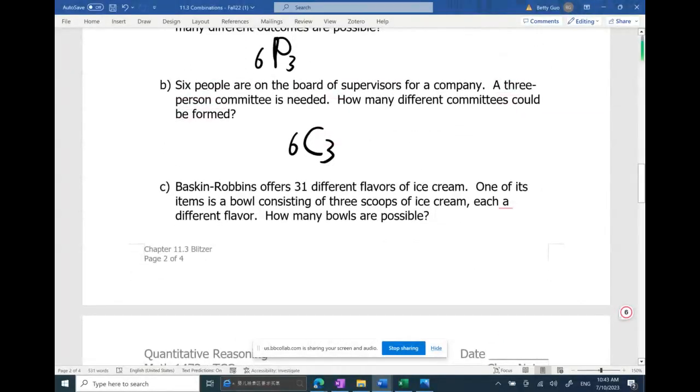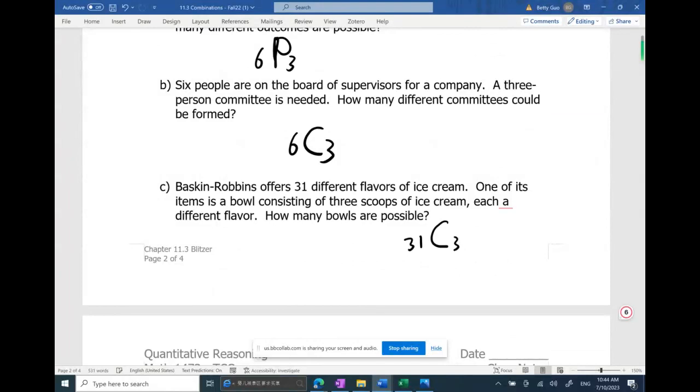Part C: BR offers 31 different flavors of ice cream. One of its items is a bowl consisting of 3 scoops of ice cream, each a different flavor. How many bowls are possible? So combination or permutation? It's a combination.